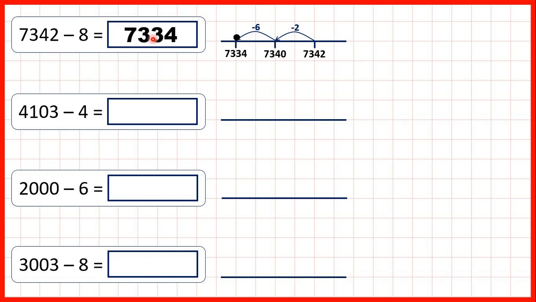And that gives us 7,334 as our answer. So notice, if you know that 42 minus 8 is 34, you know that 7,342 minus 8 is 7,334.